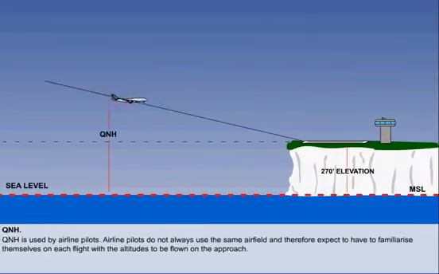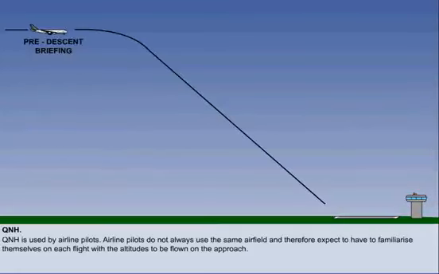QNH is used by airline pilots. Airline pilots do not always use the same airfield, and therefore expect to have to familiarize themselves on each flight with the altitudes to be flown on the approach. This is normally done just before top of descent. At a quiet moment, a few minutes before the letdown is expected, the pilots hold a short intercom briefing, when they look at the approach chart and agree the procedures that they will use.